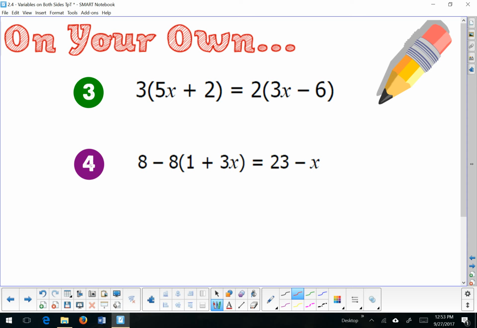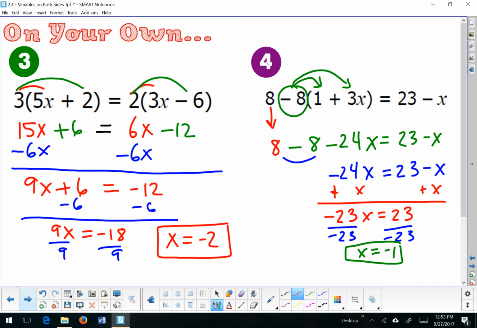Okay, now that you've had a chance to try these last 2 on your own, let's check your work. So for question number 3, the answer was negative 2. And for question number 4, the answer was -1. That concludes our video on how to solve algebraic equations with variables on both sides.